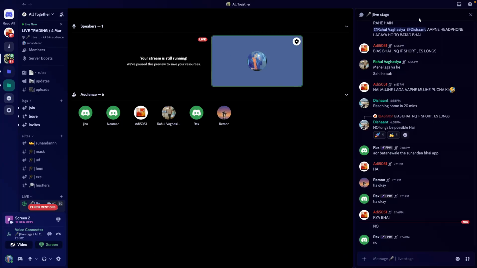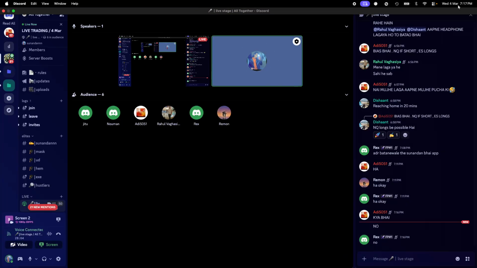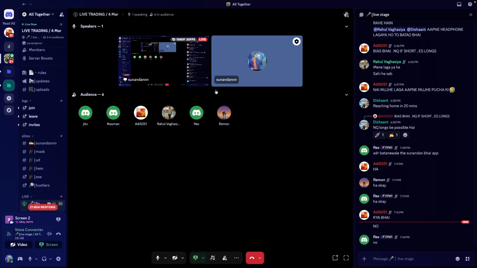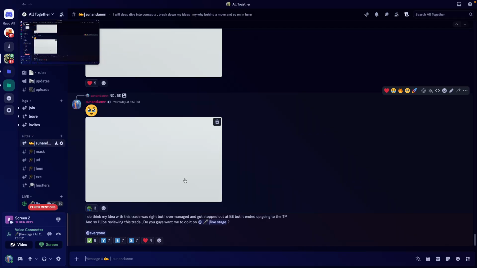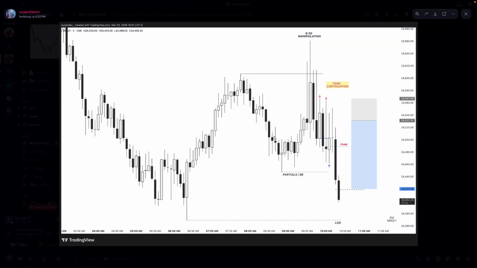Okay guys, so this is currently 7th of March, Wednesday. I am gonna be recapping the NQ shot which I took yesterday. Mismanaged it, but the idea was not mismanaged, I overmanaged it. Even added to my position, but then put stops to break even too early and it ended up going all the way there as well.